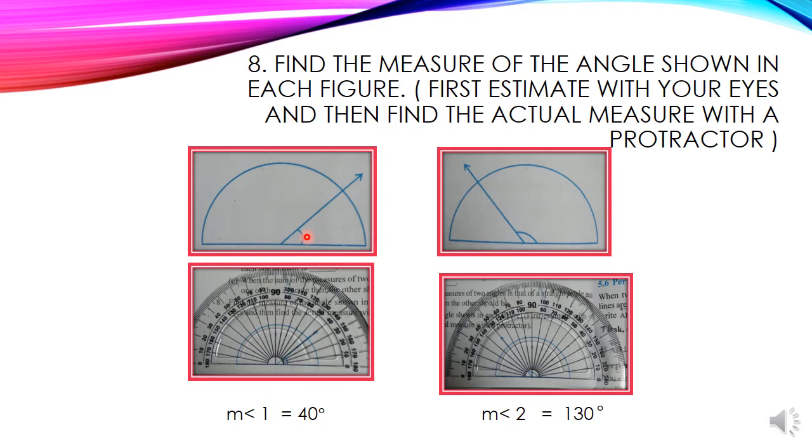Okay, and now when you keep the protractor and measure, see, along this arm we have taken the horizontal line of the protractor and the center point we are keeping at this vertex, and the other arm you can see very clearly children, it is at 40. So this angle measures 40 degree. Okay, here I have taken this angle as angle 1, so measure of angle 1 is equal to 40 degree.